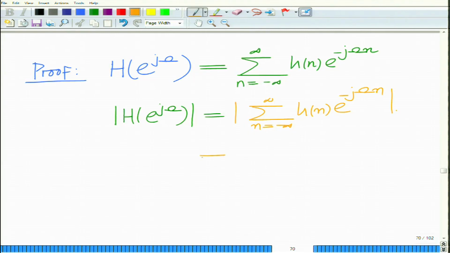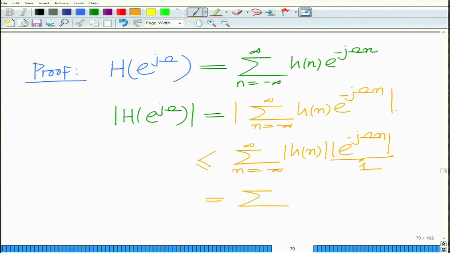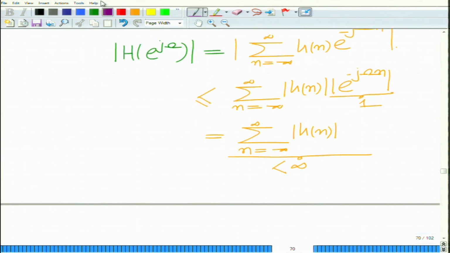Now, the magnitude of a sum is less than or equal to the sum of its magnitudes. So, this is less than or equal to the summation over n from minus infinity to infinity of the magnitude of h[n] times the magnitude of e^{-jωn}. Now, this quantity, the magnitude of e^{-jωn}, is 1. So, this is the sum over n of the magnitude of h[n], which we know, since the system is BIBO stable, is less than infinity, that is, this is a finite quantity.